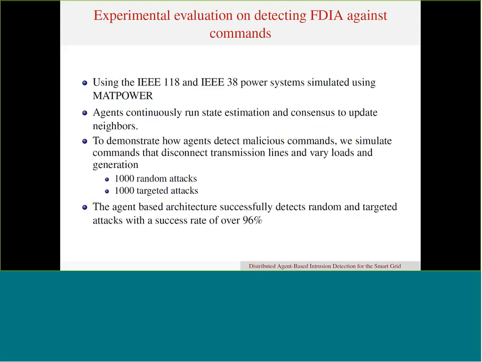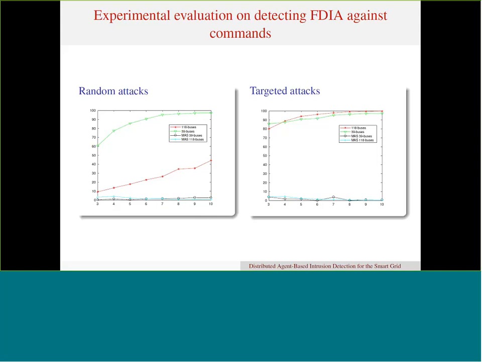Now, for random attacks, the first figure is basically random attacks. For the 39 bus system, that's the green. It just shows the rate of success of random attacks, if an attacker randomly just throws things at the power grid. The x-axis is the number of transmission lines, and the y-axis is the percentage of the attacks that are successful.